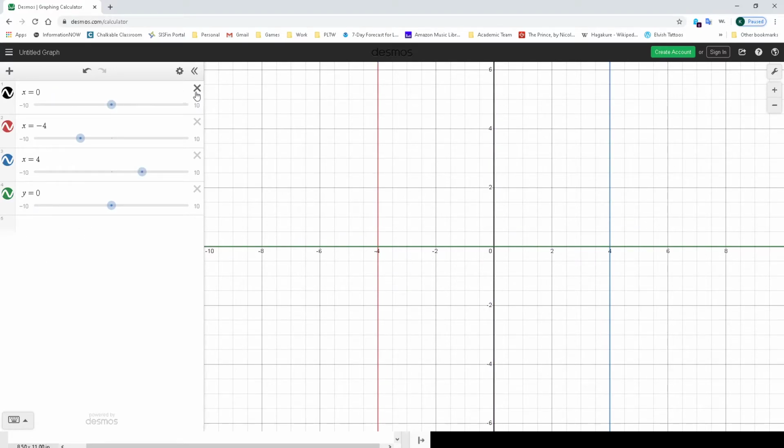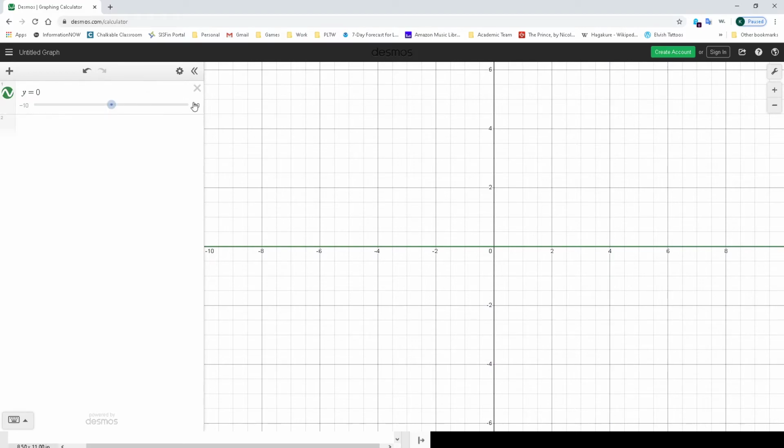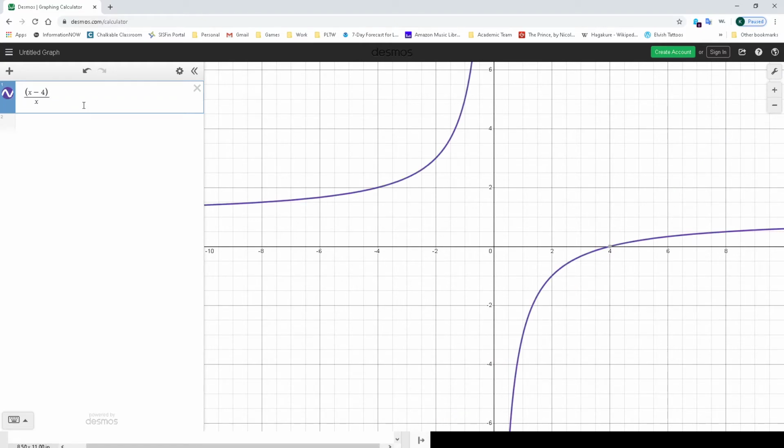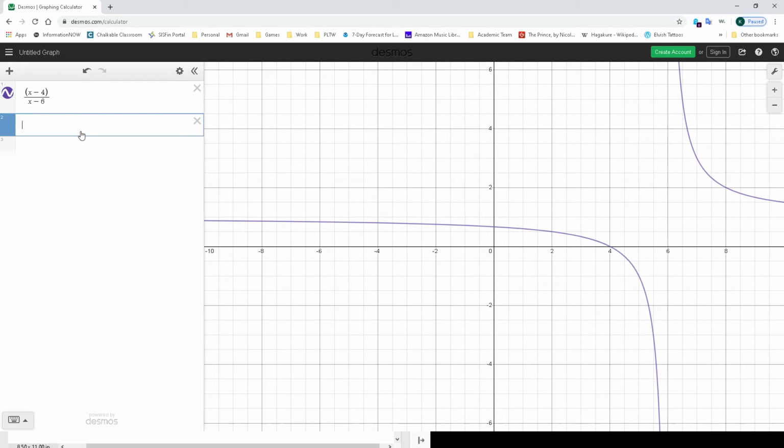I get rid of all these. The original equation was x minus 4 divided by x minus 6. And if I look at this graph, where's my asymptote? At x equals 6. So you can see that black line.